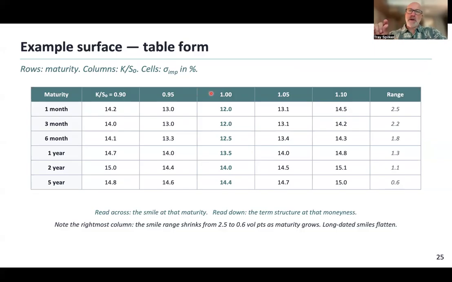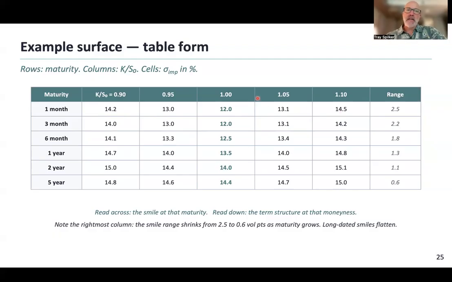Let's read across any one of the rows and we can see the smile at that given level of maturity. So if you look at the 1 month, for the lower share prices, it's 14, and then it goes down to 12 at the money, and then back up to 14, equidistant from the at the money option. So they look about the same. So that's sort of your U shape. And we're looking at a foreign exchange smile here. So that makes sense. Okay.